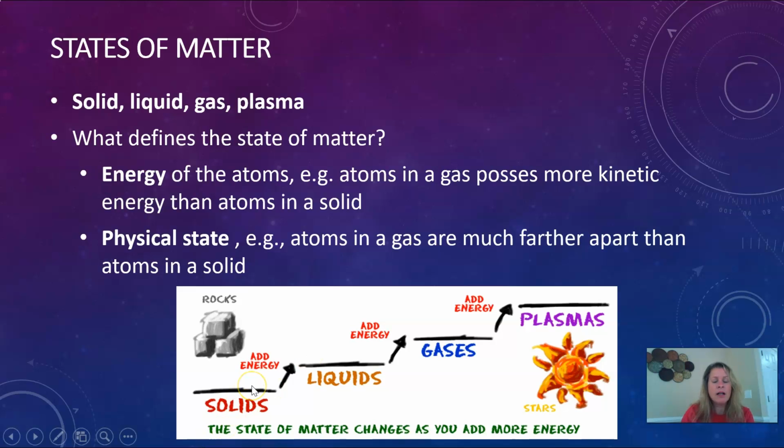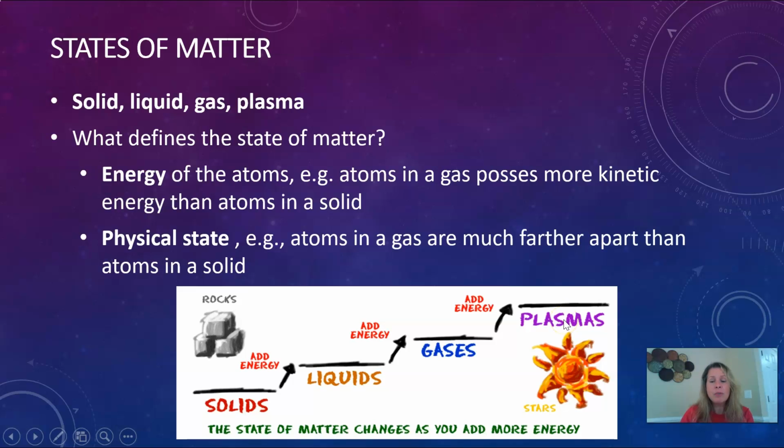If we're talking about a solid, they have very little kinetic energy. The particles in a solid are vibrating very, very slowly, wouldn't be perceptible, but there's a little bit of motion there. If we move on up into the liquid state, those particles are vibrating faster and they're slipping past each other. If we move into the gas phase, those particles are bouncing around very quickly. There's lots of kinetic energy there.